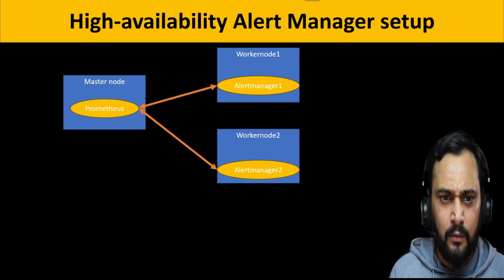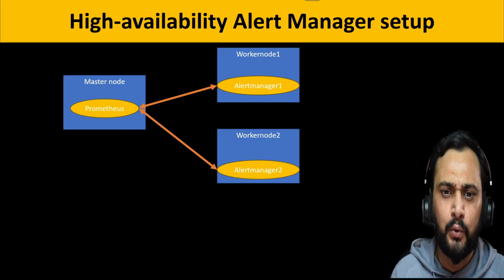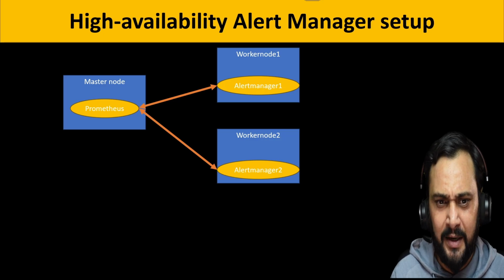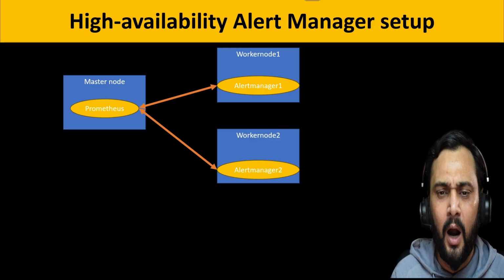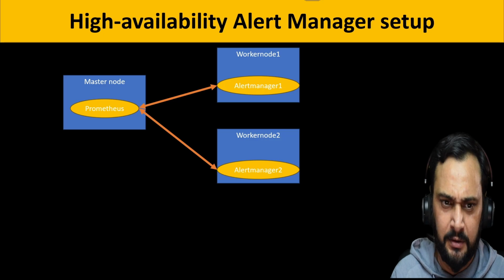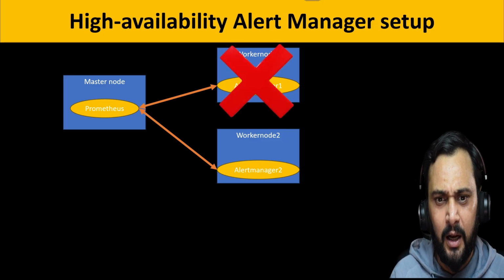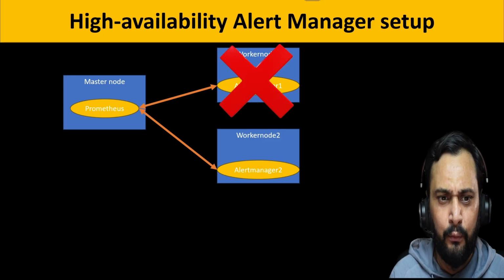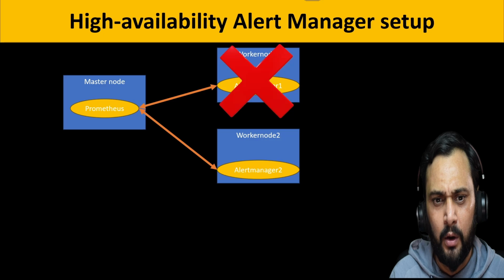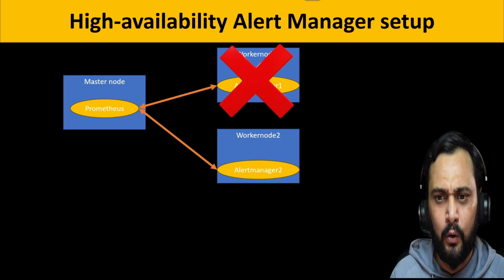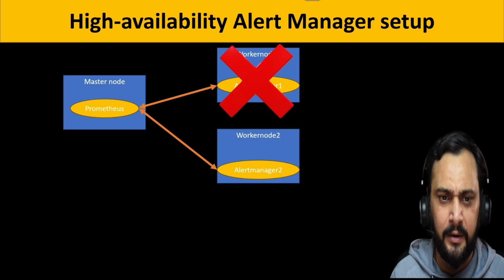In this lesson, we are going to talk about how to set up high availability of Alert Manager. Before this, let's understand why we want high availability of Alert Manager. So far, we have just set up a single Alert Manager instance, and you can imagine that in a real world, if your Alert Manager instance goes down and you have only one instance, it means that you are not going to forward any of your alerts.